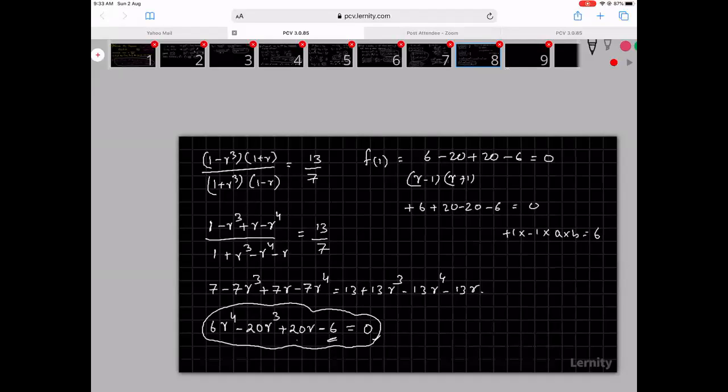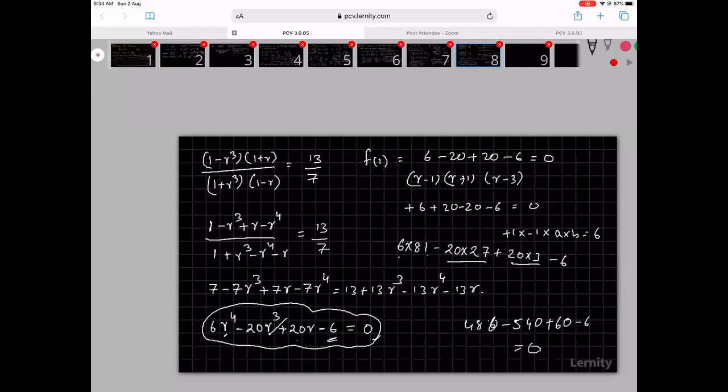Suppose we use 3. 3 into 3 is 9, 9 into 9 is 81. So 6 into 81 minus 20 into 3 cubed, 3 cubed is 27, plus 20 into 3 minus 6. So this is 6 into 81, 486, minus 540, plus 60 minus 6. So minus 6 will give you this. This is also equal to 0. So r minus 3 is a factor.